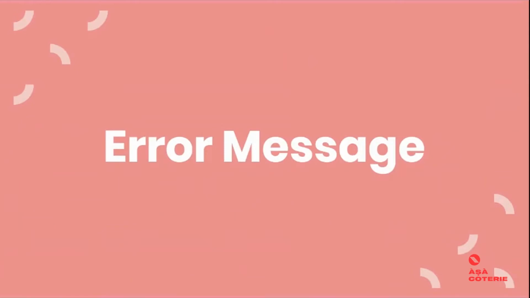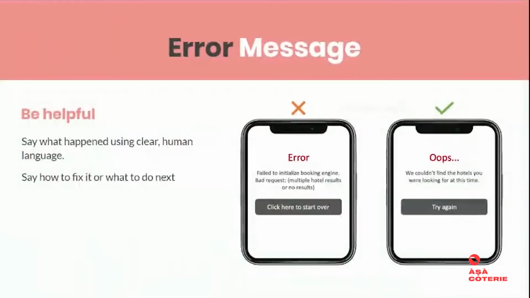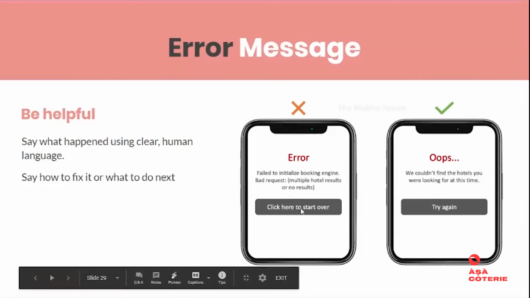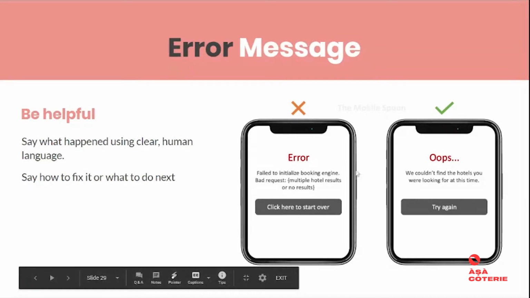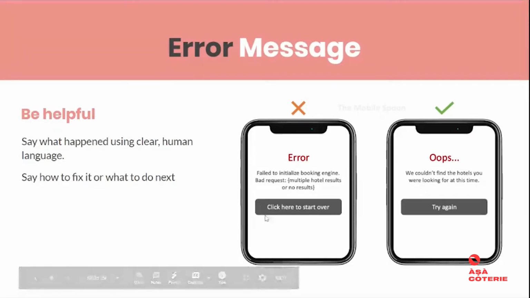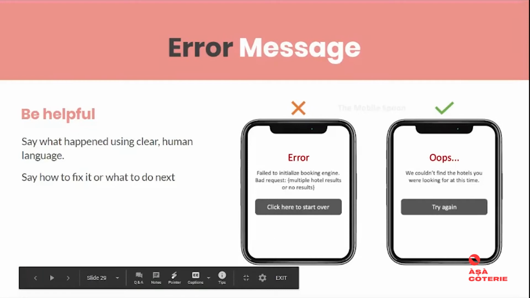And then finally, writing for error messages. Part of the things that we mentioned earlier, be helpful. Say what happened using clear human language. This example we have here says error, failed to initialize booking ending, bad request, multiple hotel results. This is developer language. This is not human language. This is not clear language. This isn't something that you would actually say to someone, and it's confusing.